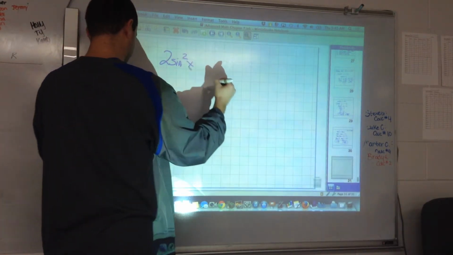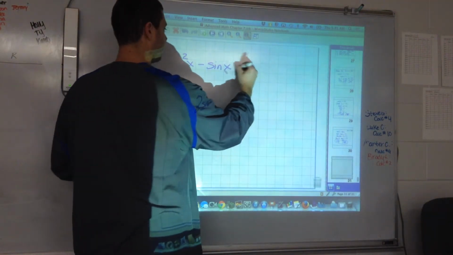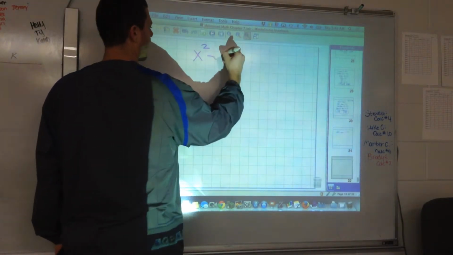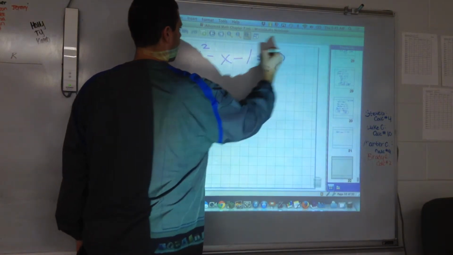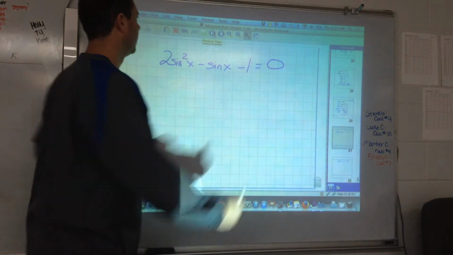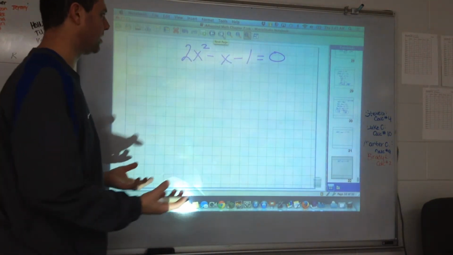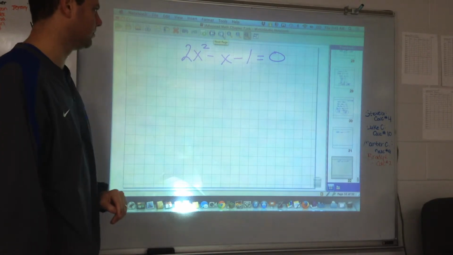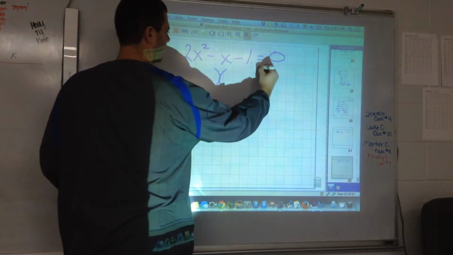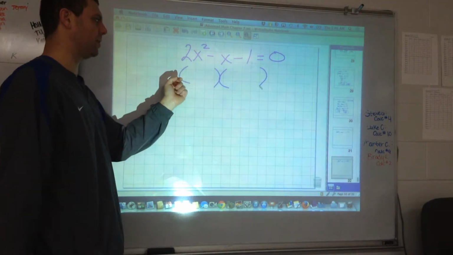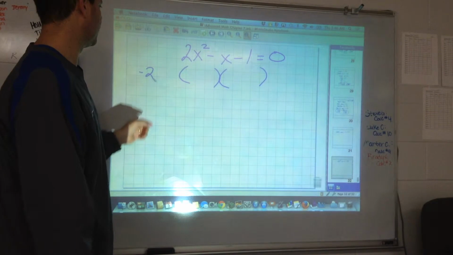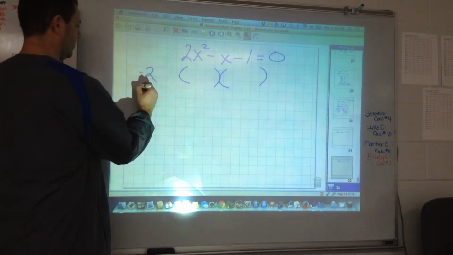2 sine squared x minus sine x minus 1 equals 0. See how this would be very similar to this, but instead of sine x, we just have x here. This is like an algebra 2 problem where you hope it's factorable. It is factorable. If you don't know how to factor it, you can use that special factoring trick. A times c, I give you -2. Write down everything that multiplies to -2, but looking for what adds to 1.